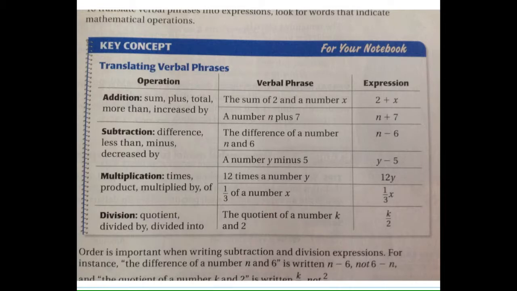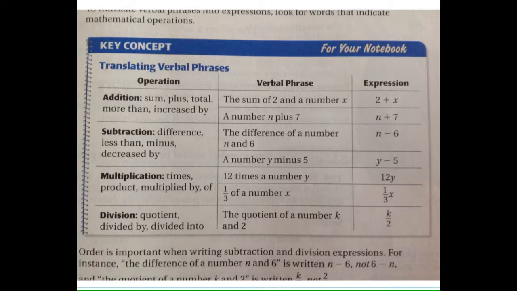For subtraction, we have words like difference, less than, minus, or decreased by. Now, the important thing with difference, or with subtracting, and the difference between subtracting and addition, is that there's a very specific order when we're subtracting. So when it says the difference of a number n and 6, we have to start with n and then subtract 6. So it goes in order in that case. The difference of a number n and 6 is n minus 6. Or a number y minus 5 would be y minus 5.